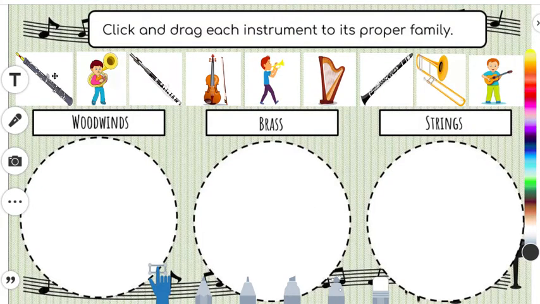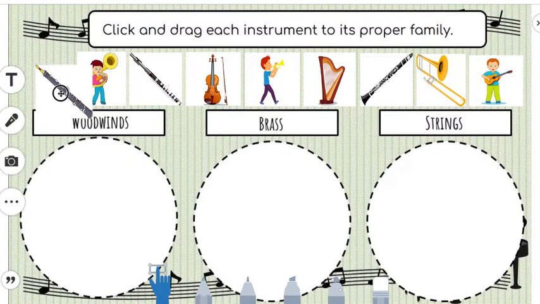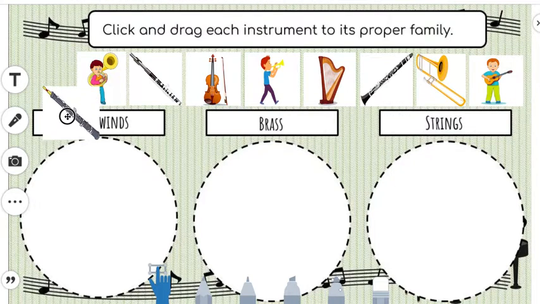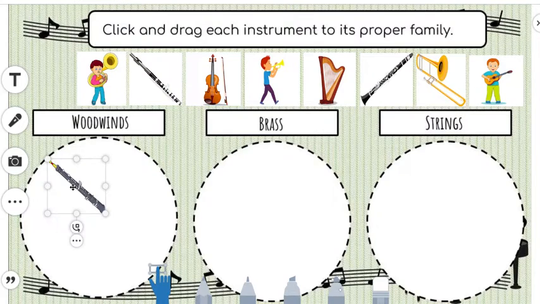And then when you see these little crosshairs on your cursor, you're going to start dragging and dropping instruments into each bubble. So the first bubble we have is the woodwind family, and then we have the brass family, and then we have the strings family. Okay, so the first thing I'm going to do is take this first instrument, and I'm going to drag it to the family I think it belongs in. Now, based on my knowledge of what woodwind instruments are, what they look like, and how sound is produced, I'm going to drag this instrument, which happens to be the oboe, into the woodwind bubble, because that is where it belongs.